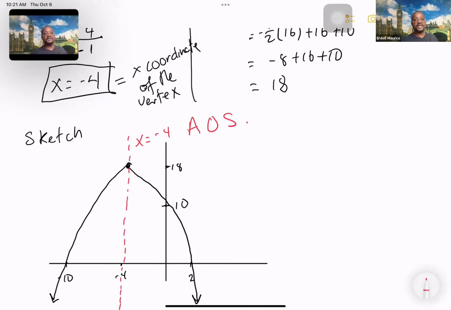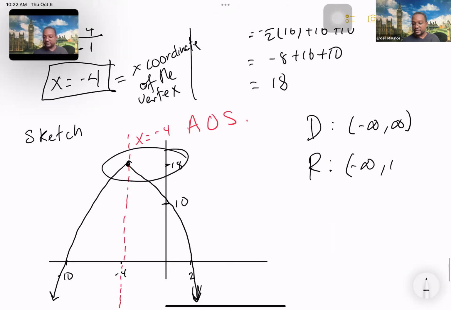And the last thing they ask right here is the domain and the range. The domain is easy. The domain is always all real numbers. While for the range, the graph is going down forever. So it's going to be negative infinity. And the highest value is 18. Just remember, put the square bracket on that number because the graph does go through 18.